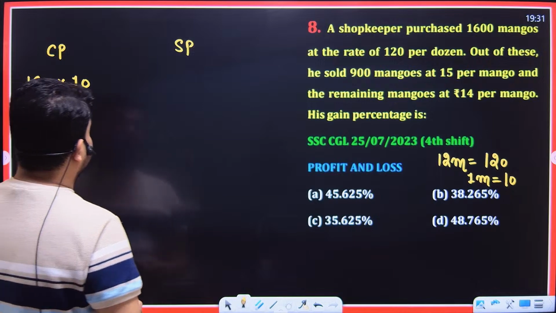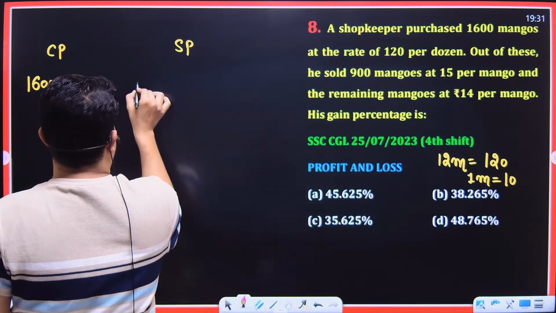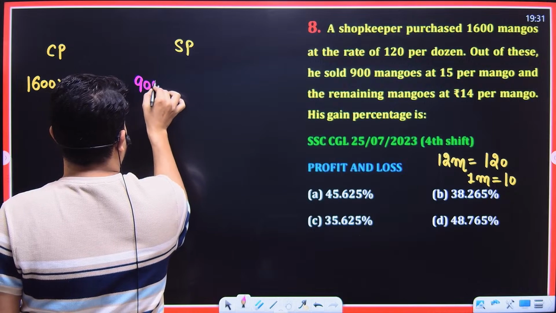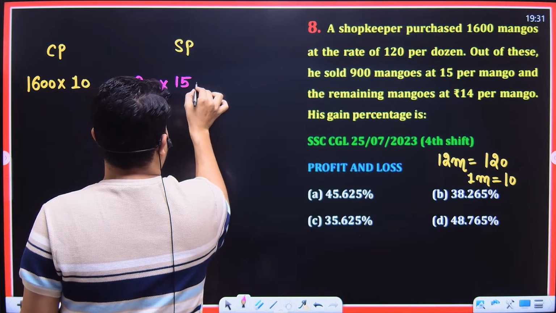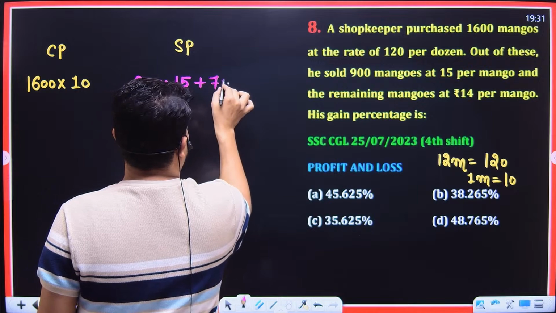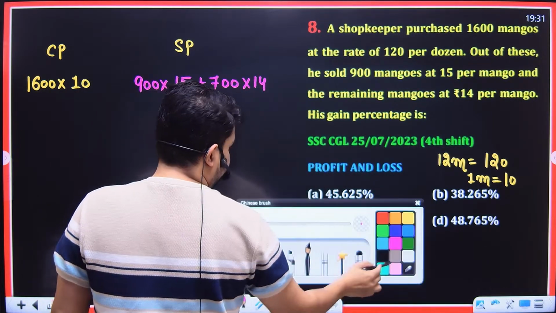Now we have to write the selling price. What is the selling price? He sold 900 mangoes at the rate of 15, and 700 mangoes are remaining, because we have 1600 mangoes at the rate of 14. So we have to calculate it.